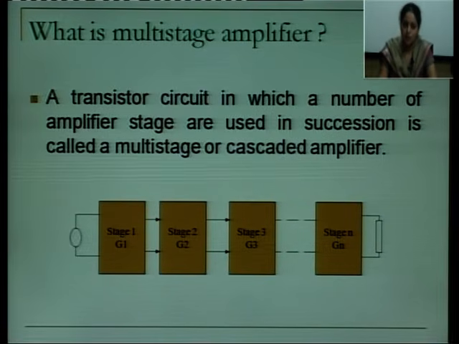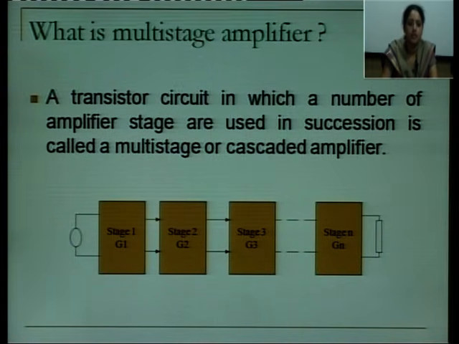Now we have a simple definition of what a multi-stage amplifier is. A transistor circuit in which a number of amplifier stages are used in succession is called a multi-stage or cascaded amplifier. As we can see in this block diagram, we have a number of stages: stage 1 with gain G1, stage 2 with gain G2, stage 3 with gain G3, and we can have up to n stages, stage n with gain Gn.